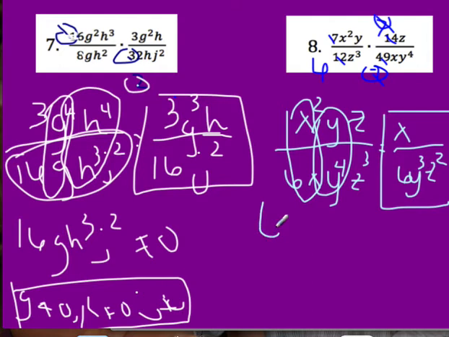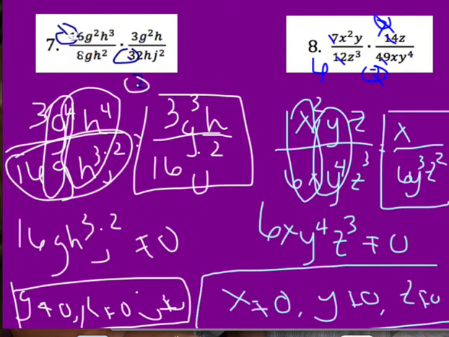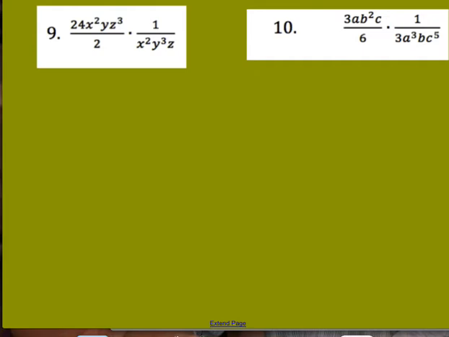For our excluded value, we know that 6x y to the 4th z to the 3rd cannot be equal to 0. Well, that's only going to be true if x is not equal to 0, y is not equal to 0, and z is not equal to 0. So that's your final answer for number 8. Let's take a look at number 9.